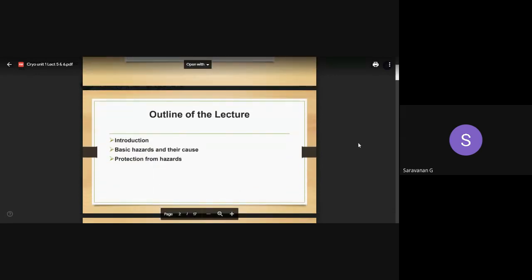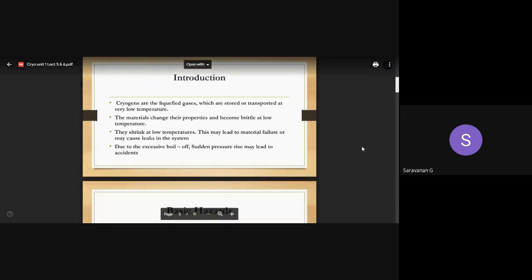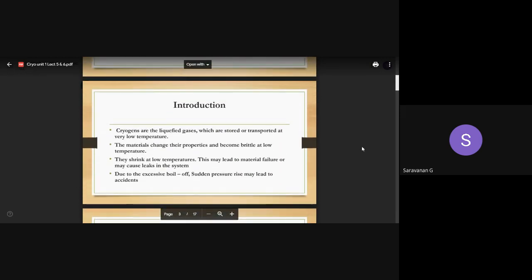So the outline of the lectures is: introduction, the basic hazards and their causes, and how to protect from these hazards. What are the hazards and how to protect against them? Let us start with the introduction part of safety in cryogenics.